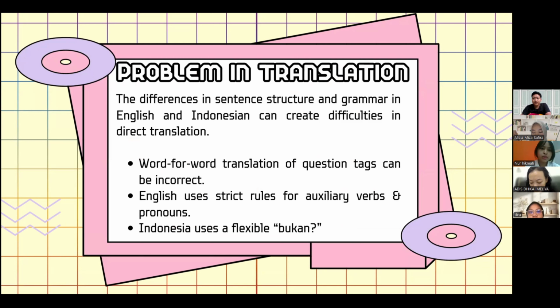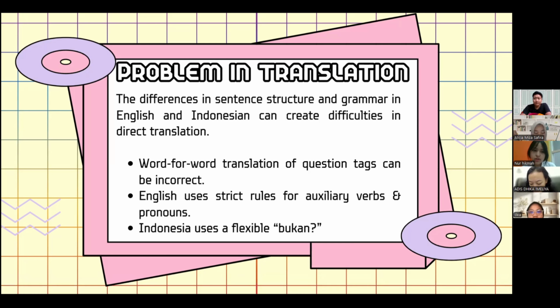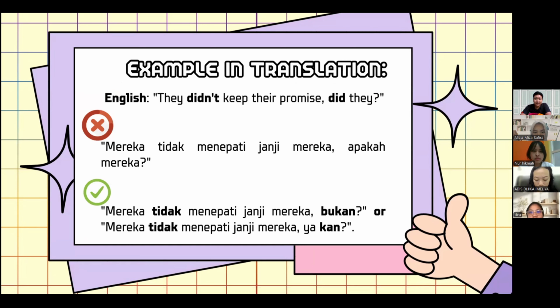Okay, here is the problem in translation. The differences in sentence structure and grammar between English and Indonesian can create difficulties in direct translation. For example, word for word translation of question tags can be incorrect. English uses strict rules for auxiliary verbs and pronouns, and the last is that Indonesian uses a more flexible form. And next is an example in the translation.